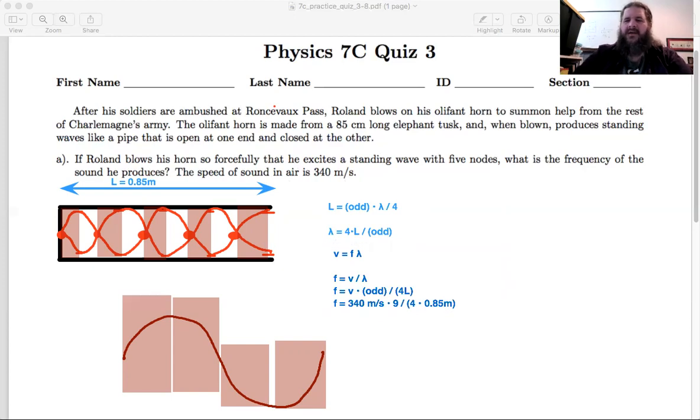Meters and meters cancel out. We're going to be left with 1 over seconds, also known as hertz. So 340 times 9 divided by 4 times 0.85. And I'm getting about 900. Actually, exactly 900. So that's the note that this is going to produce. The frequency is 900 hertz. Any questions on that?